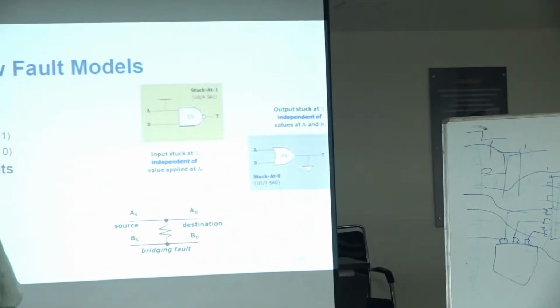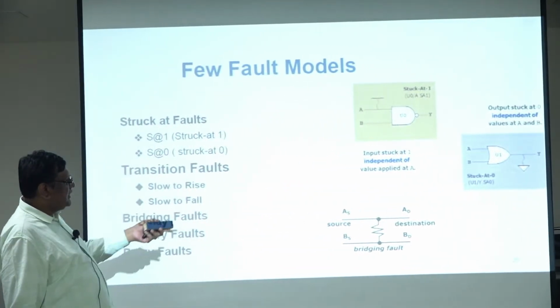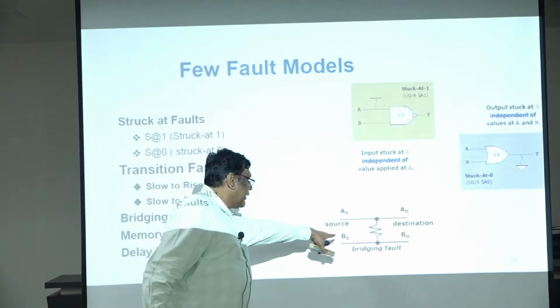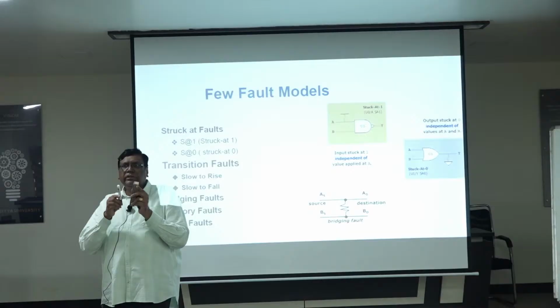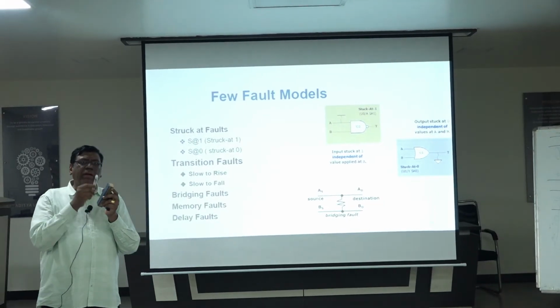The other one is bridging faults. Bridging faults means one wire will be there, and because two metals are very close, the influence of that metal will have an impact on the side one.